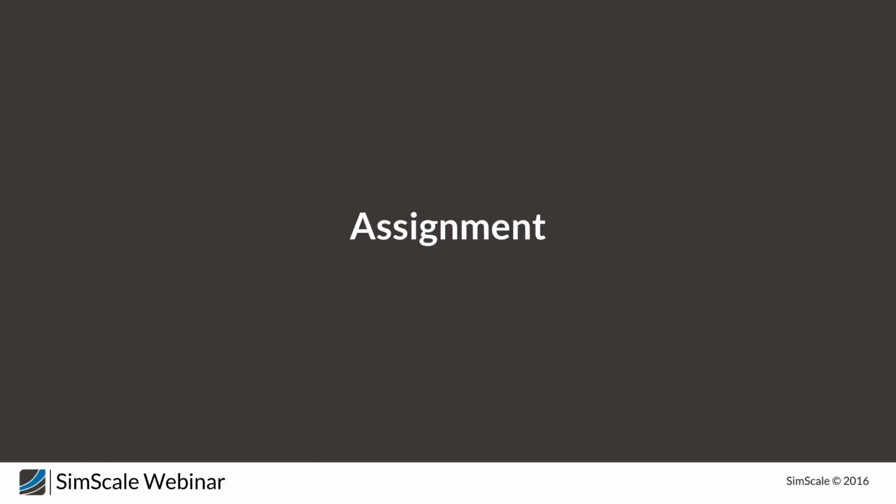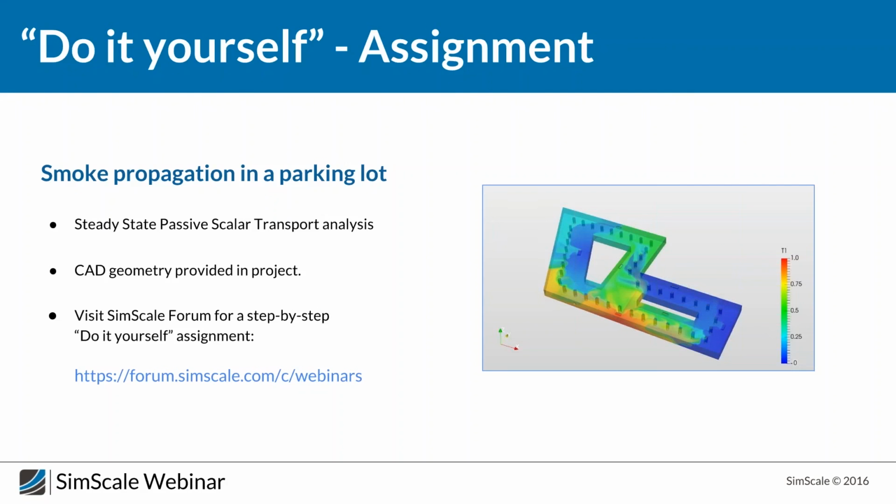Now let's move forward to the assignment. We have prepared a case kind of similar to what we went over. We have smoke propagation in the parking lot. I would like to use a steady state passive scalar transport. The CAD model is provided inside the project. I will show you how to get the project, and this would be the specifics of this case.